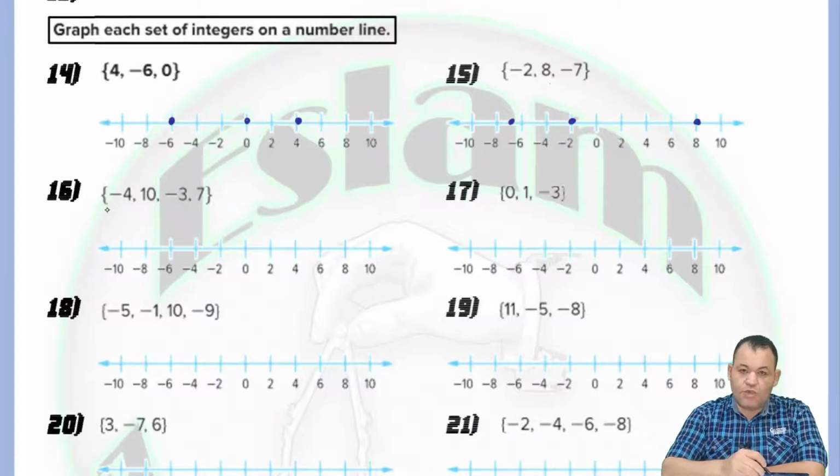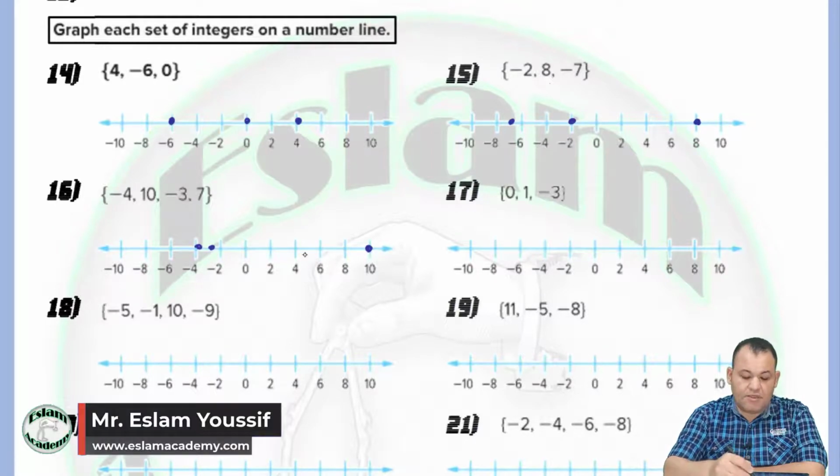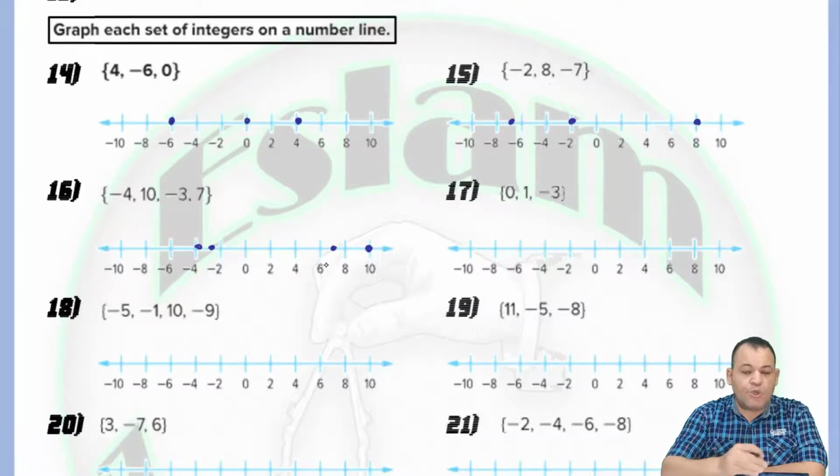Again, we have here for question number 16, negative 4, 10, negative 3, and 7. Negative 4, it means at the left part, or at the negative part, I will mention here negative 4. 10 means at the positive part, I will just mention 10. Negative 3 lies between negative 2 and negative 4, so between negative 4 and negative 2, I will put the point. 7 lies between 6 and 8, so we just put the point here between 6 and 8. And that's how we can represent the set of integer numbers on the number line.